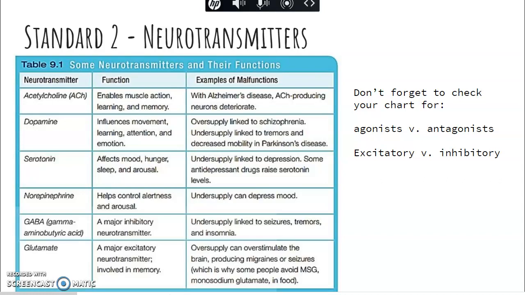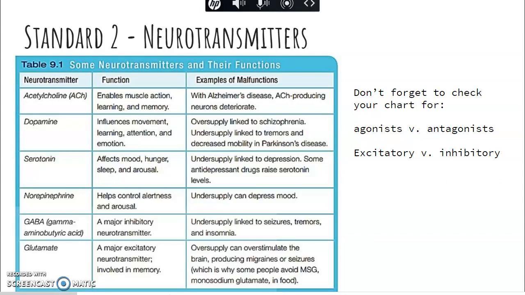Remember, reuptake, I didn't talk about it with the neuron, but reuptake happens when the neuron fires. There's always leftovers in the synapse, and so the presynaptic neuron, the one that fires, will suck those back up into the vesicles. So it'll take them back up, reuptake. With serotonin, with the SSRI, depression medication, it blocks the serotonin from being taken back up, so that there's more serotonin floating around out in the gap. So that helps with mood.